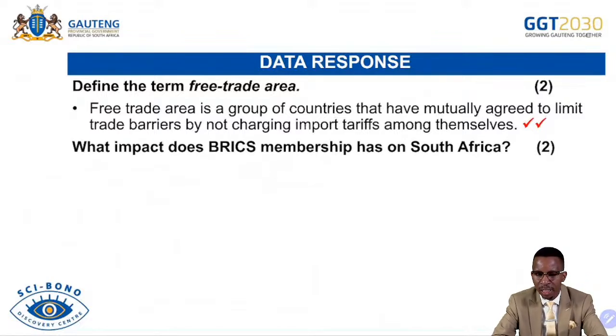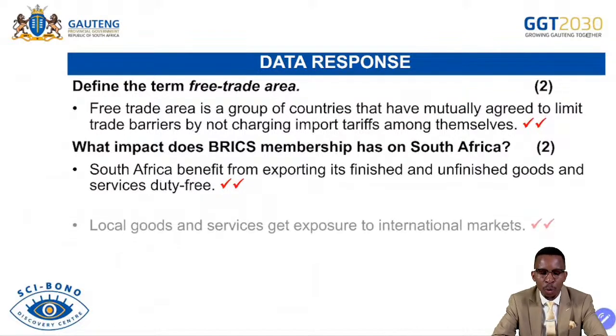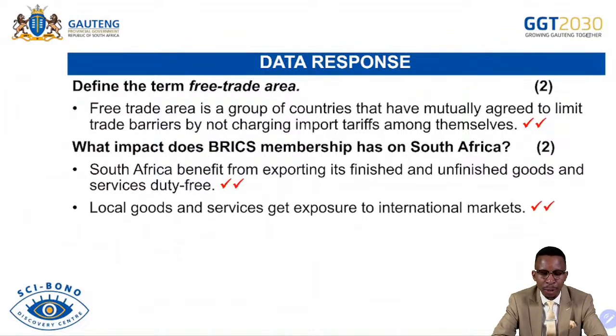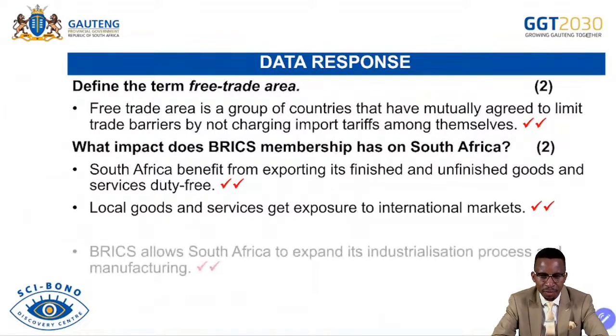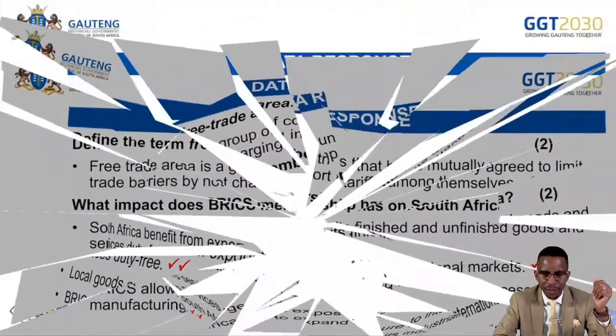What impact does BRICS membership have on South Africa? South Africa benefits from exporting its finished and unfinished goods and services duty free, so they won't be paying some tariffs as they export their goods. Local goods and services get exposure in the international market because of BRICS, since it allows us to export goods to member countries without having to pay some tariffs. BRICS allows South Africa to expand its industrialization process and manufacturing. So South Africa will be able to improve its industrial development and growth because goods will be highly demanded in other BRICS member countries.